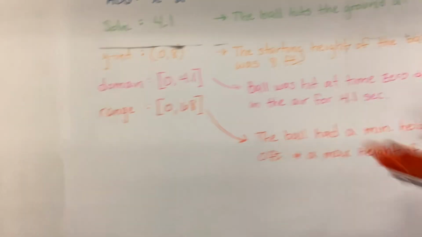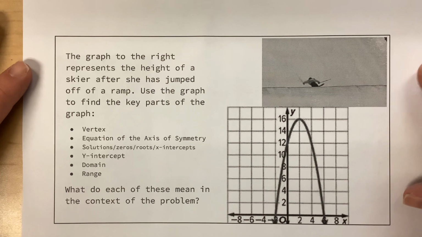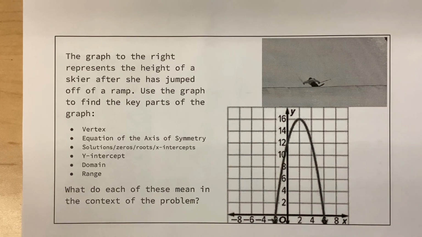I believe we have one more, two more, one more. Two more. All right, here we go. The graph to the right represents the height of a skier after she has jumped off a ramp. Use the graph to find the key parts of the graph. Okay, let's start with the vertex, and then we'll also talk about what each part means.